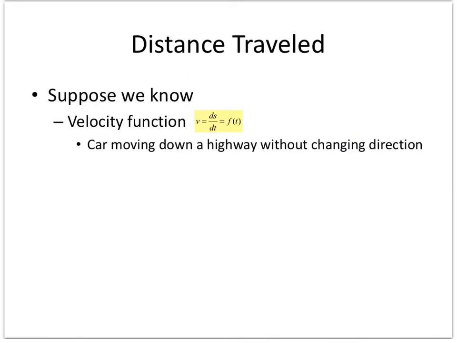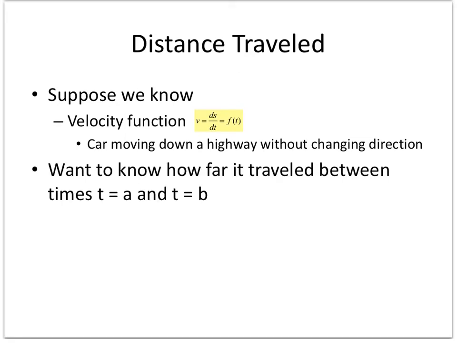All right, so suppose we know our velocity function. I know it's been a while, but when we did 4.8, we said we knew the velocity, we wanted position, and that's when we started doing antiderivatives. So this car's moving down a highway without a change. I want to know how far it traveled between these 2 times.